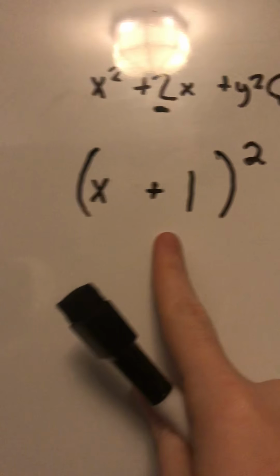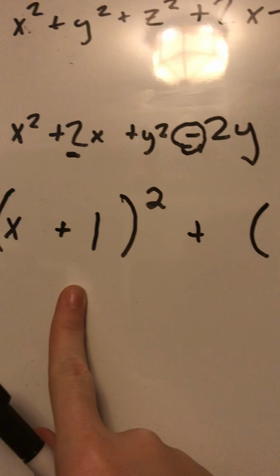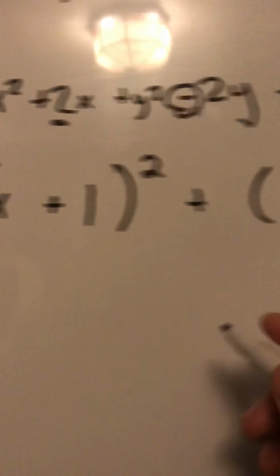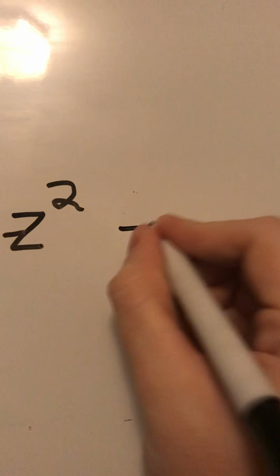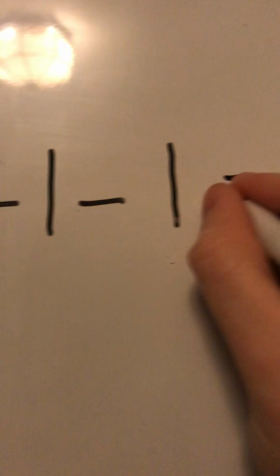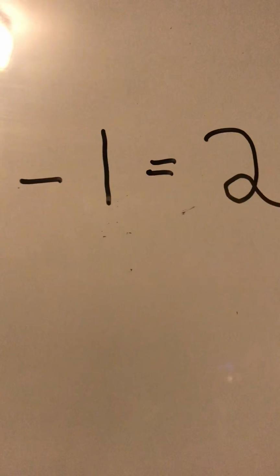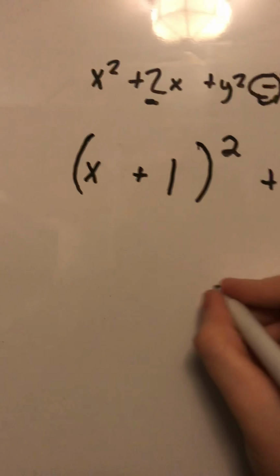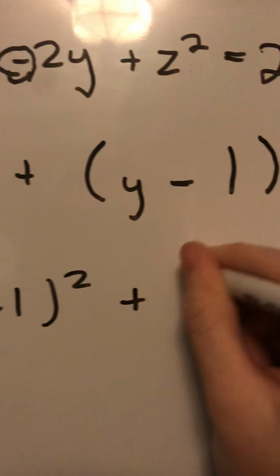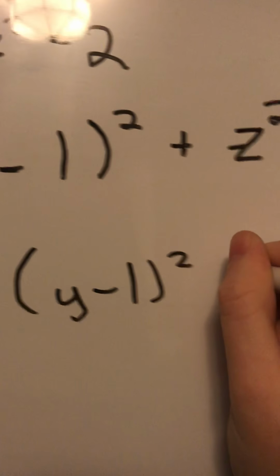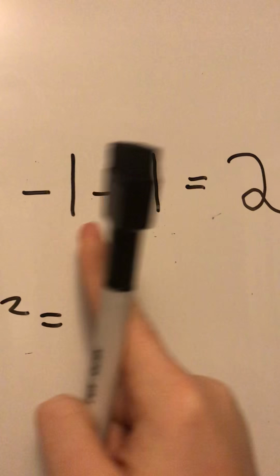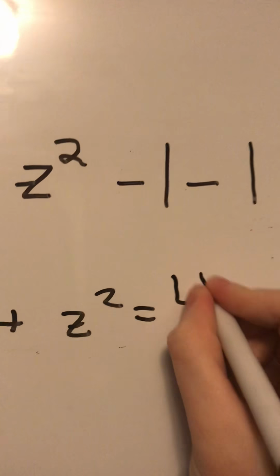And since we added 1 here, and also technically added 1 here, when it's FOILed out, it's adding 1. We're going to have to subtract 1 and subtract 1 again. And all of this equals 2. So now we just go a little bit further and we say (x plus 1) squared plus (y minus 1) squared plus z squared equals 2 plus 1 plus 1, which is 4.